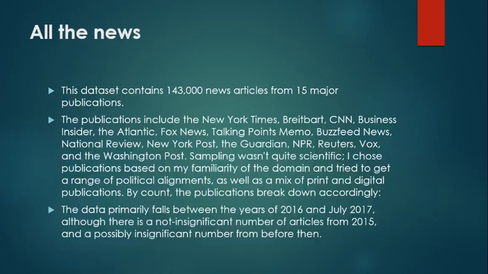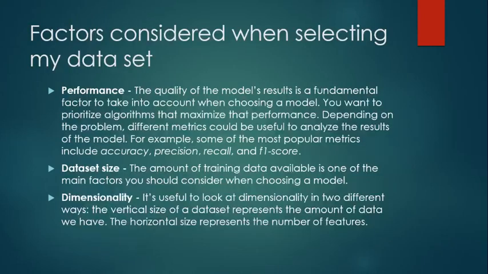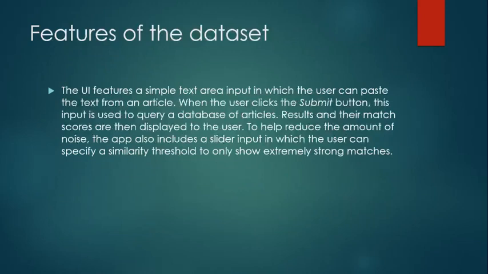which is going to really help me to go through all these articles and see which text has been plagiarized. Factors that I consider are performance, the dataset size and dimensionality. A feature of the application that I'll be using is a simple UI, in which the user will paste the text from an article, let's say a specific article. So when the user clicks submit, this input will query the database of articles from our dataset, which I've talked about earlier.